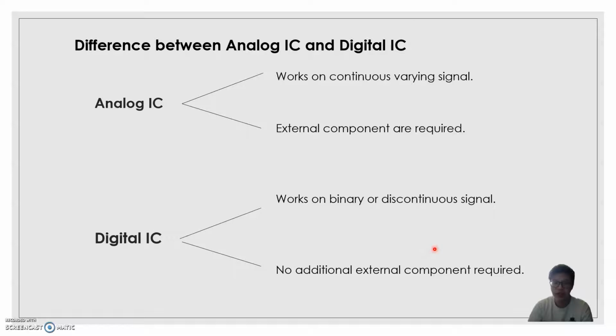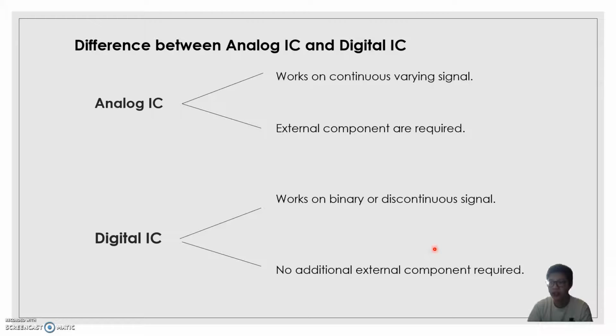Next, let's take a look at the difference between analog and digital integrated circuits. Analog integrated circuits work on continuously varying signals. For analog integrated circuits, external components are required. They are used to construct electronic circuits such as amplifiers, voltage comparators, and etc.